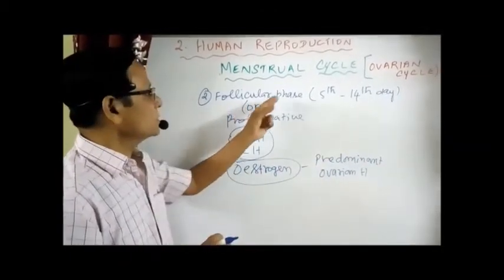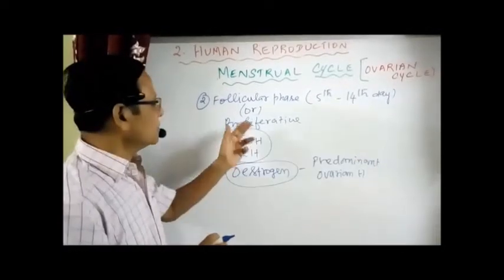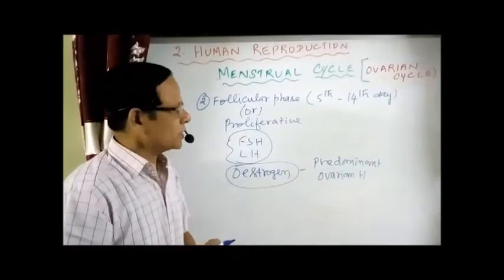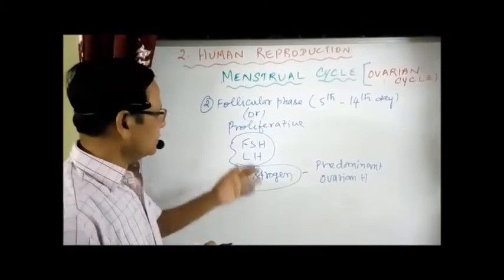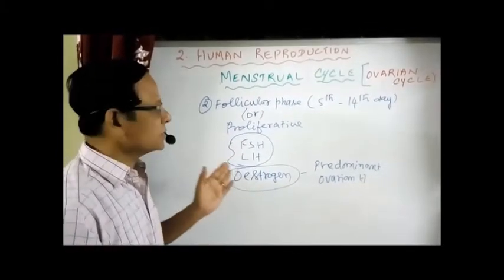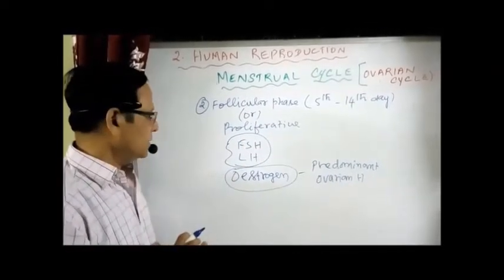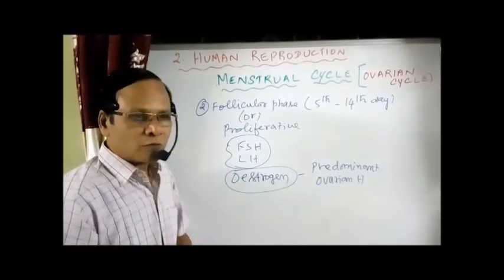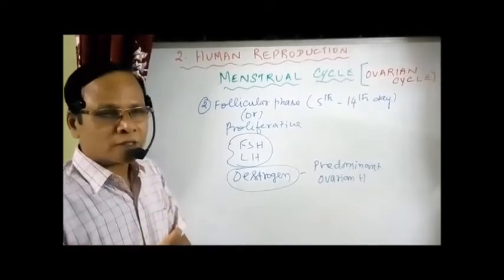So two events, changes in the ovary and changes in the uterine endometrium, last for 10 days. The hormones FSH and LH are increasing up to the 14th day. Then estrogen is the predominant ovarian hormone secreted by the follicle cells of the ovary.